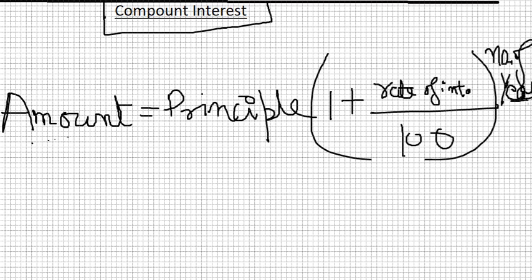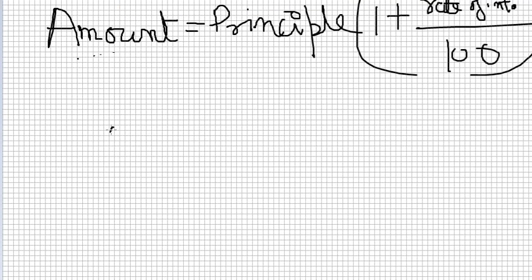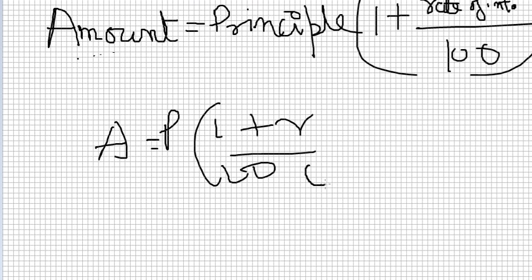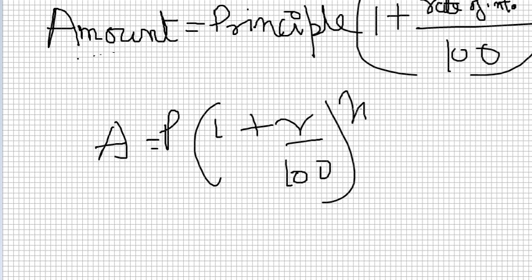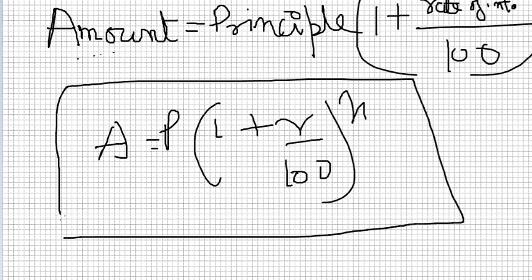Years of it is the term or time. Okay. So now let's write the short formula. A equals P multiplied by 1 plus R by 100, to the power n. Okay. This is our formula of compound interest. So this is the formula.